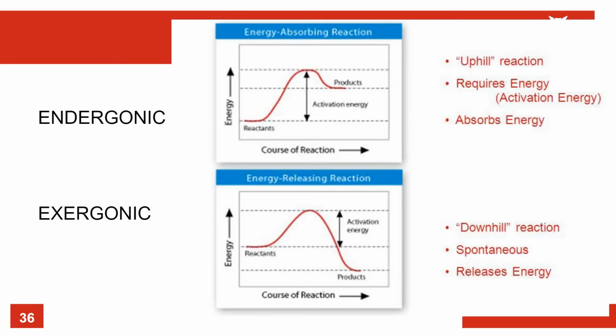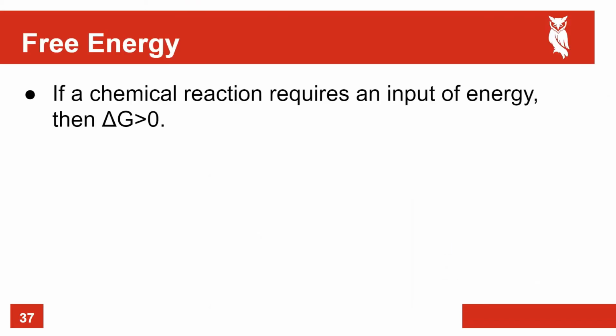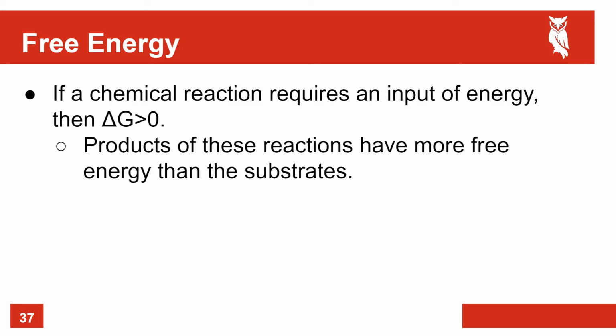Endergonic would be an uphill reaction. It requires energy. Exergonic is a downhill reaction. It's spontaneous and it releases energy. Like I said, this is very similar to endothermic, exothermic. If a chemical reaction requires the input of energy, delta G is greater than 0. That's like if you're going 100 miles an hour, you add energy, and then you're going 120, you had a delta, change of velocity, of positive 20. This is the same concept. You're inputting energy, so delta G, that change in energy, will be positive.